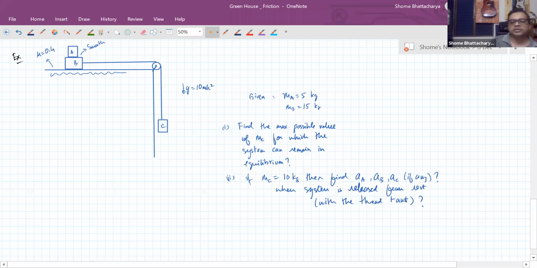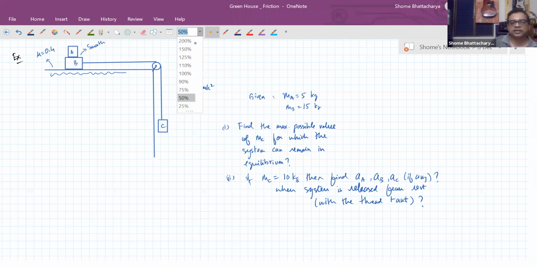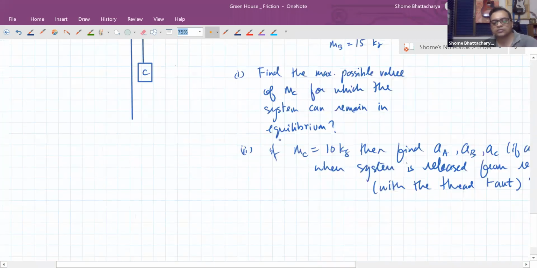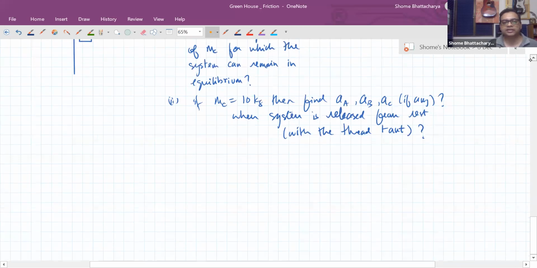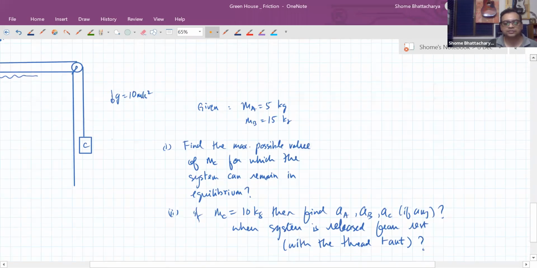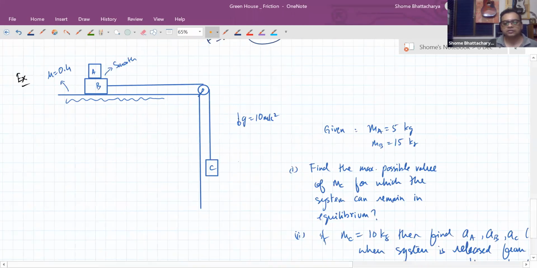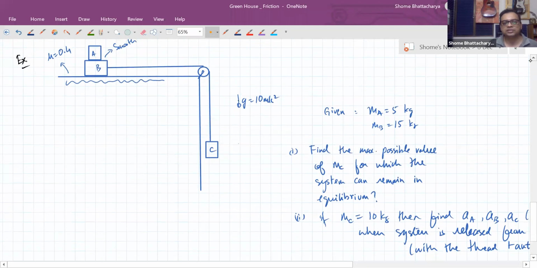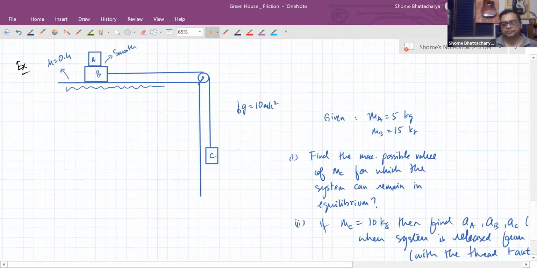So very carefully make the free body diagrams of all the three blocks first, and then try to understand how we can work out. First of all, the situation where we are finding the maximum mass of C, so that the friction between the block B and the floor is able to keep the system at rest. Then we'll come to the next part.